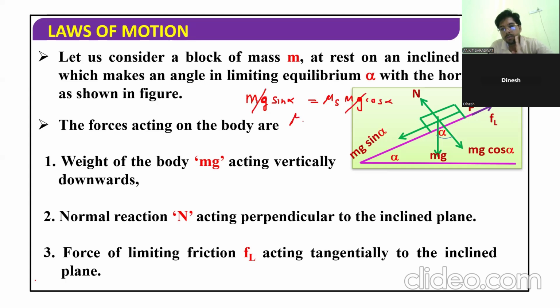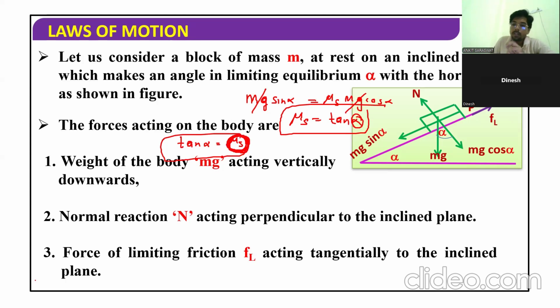So mu s equals tan alpha. This alpha is known as the angle of repose. Here it is about to move, just begins to slide. It is not moving. This angle alpha depends on what? Mu s. Mu s is a characteristic of the surface in contact. That is why this alpha depends on the nature of the surface.